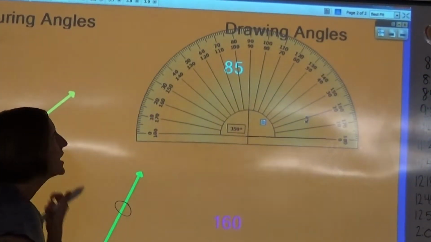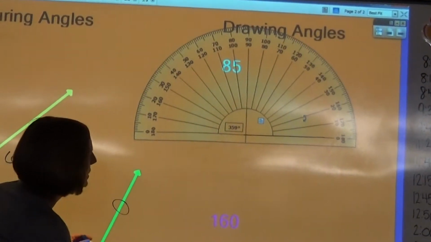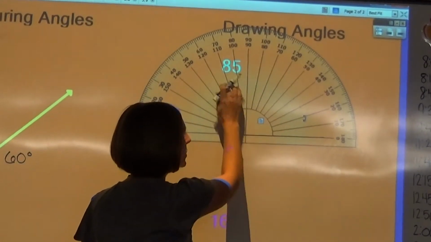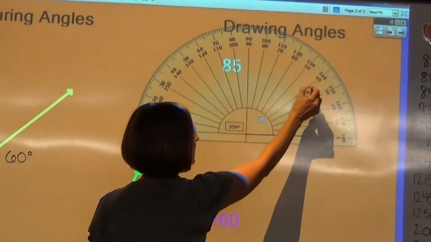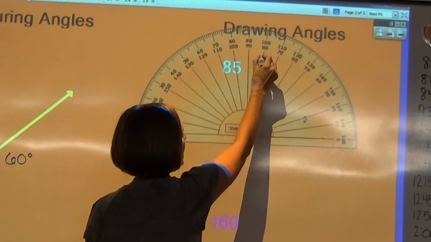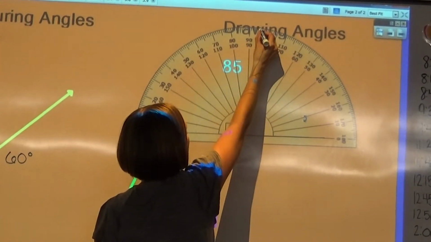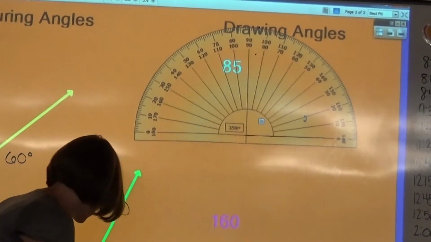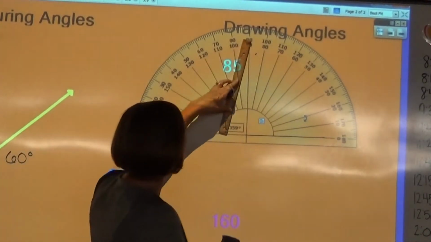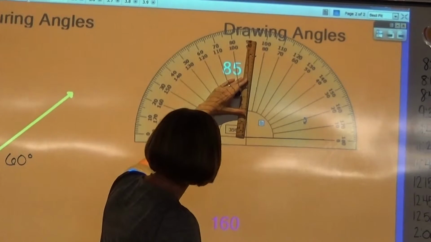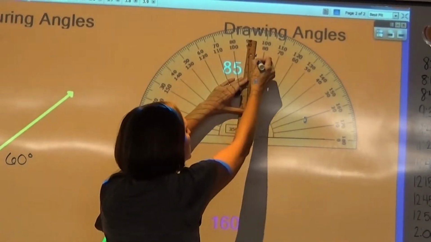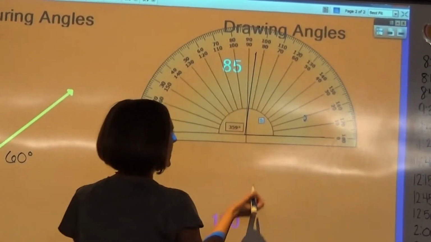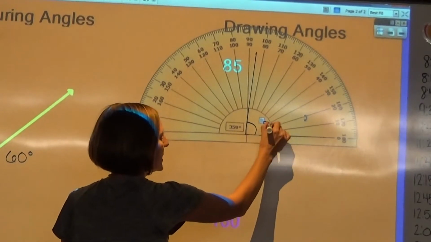If I want to draw an angle that is 85 degrees, remember this is an acute angle, so I'm using the smaller numbers on my protractor. I get to 80, and then 85 is in between. You want to make a mark on your paper or in your math journal, and then again use your straight edge to complete that angle. So the measure of this angle is 85 degrees.